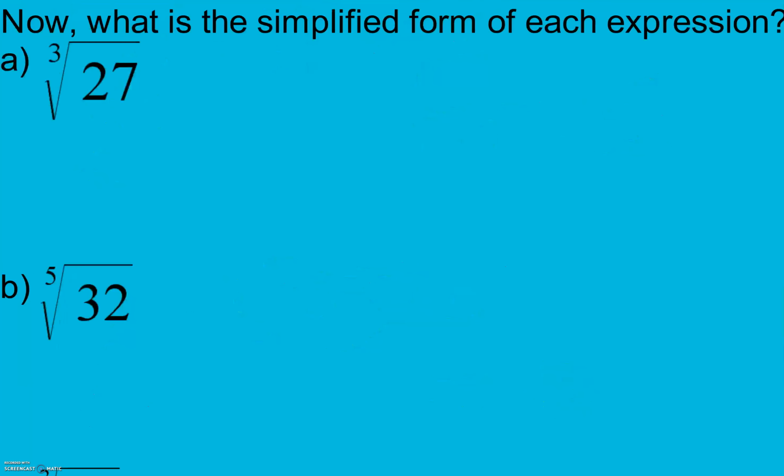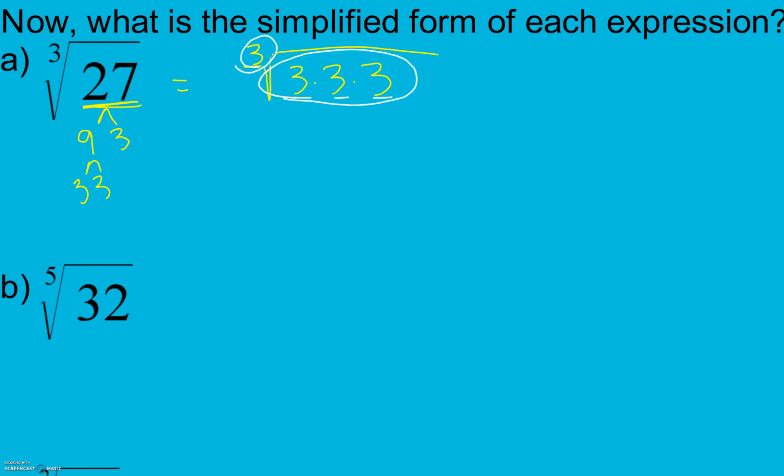Feel free to pause here and give these a try if you'd like. We have the cubed root of 27. 27 is 9 times 3, and 9 is 3 times 3. So when I rewrite this, I can rewrite 27 as 3 times 3 times 3. I'm looking for groups of 3 things. I have three 3's here, so that group comes out as a 3. So the cubed root of 27 equals 3.